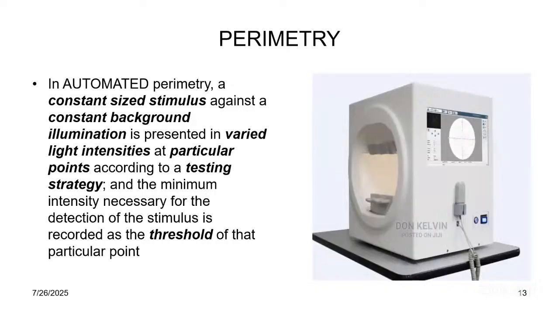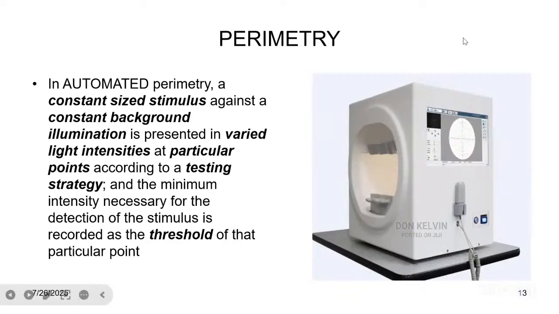So in automated perimetry, there is a constant size stimulus. When you're doing your perimetry, there should be a constant size stimulus. You don't vary the size. And it's given against a constant background illumination. It's presented in varied light intensity at particular points according to a testing strategy. And the minimum intensity necessary for the detection of the stimulus is recorded as the threshold of that particular point.